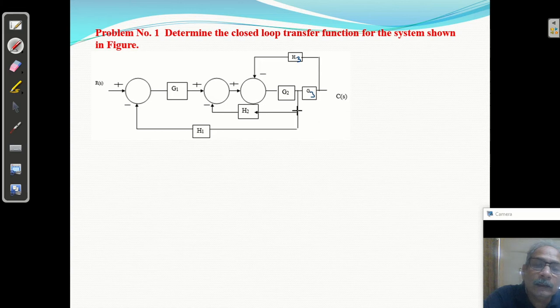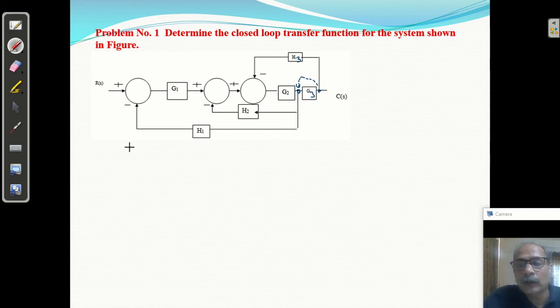Now you can say this is the takeoff point here, and one more takeoff point here. So from here you can shift this to here or this to here. I am shifting this takeoff point from this point to here. When you shift the takeoff point ahead of the block, we have to multiply by the gain. So the gain will be changed. It will be G3 H3.